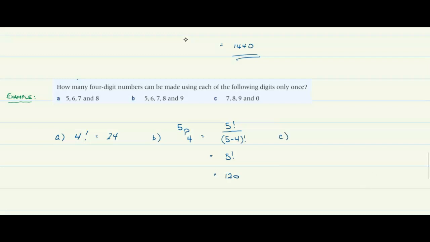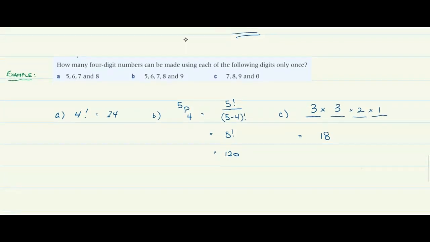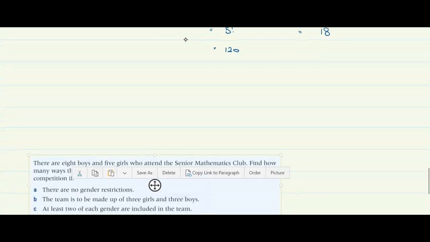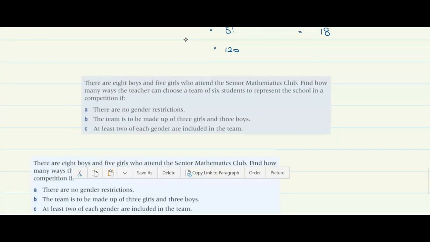And part C, 7, 8, 9, and 0. So the difference with part C is that we've got a 4-digit number, so we can't lead with the 0. So I can only put 7, 8, or 9 in here. So I've got a choice of 3 digits. Once I've got those, 0 comes back into play. So I've got 3 more to choose from for the second slot. And then I've got 2 and 1 position left. So that gives me 18 permutations, 18 different 4-digit numbers I can make with those 4 digits. Okay, and final example is right here.